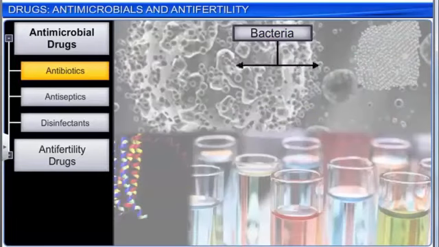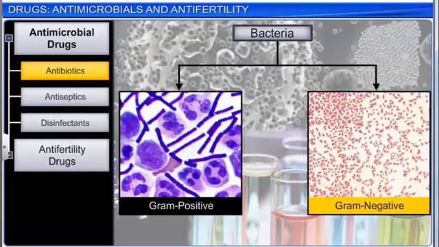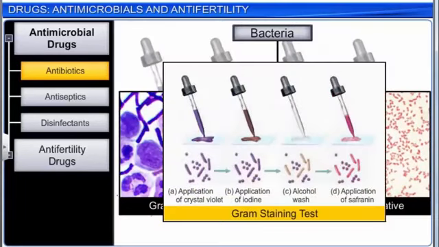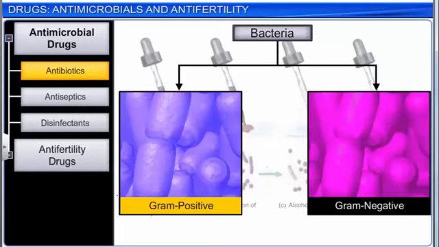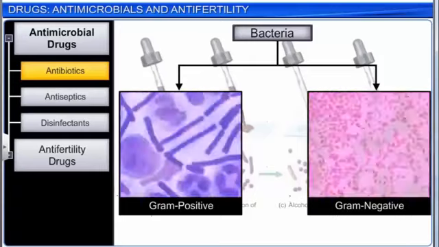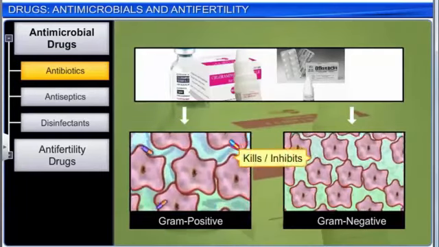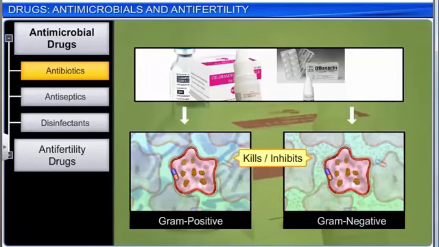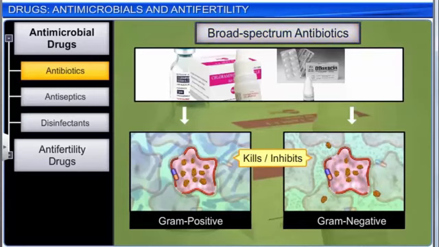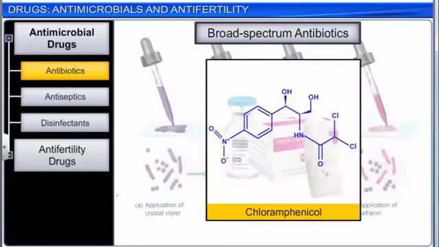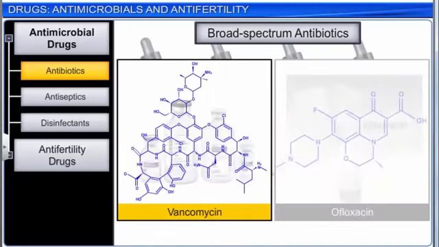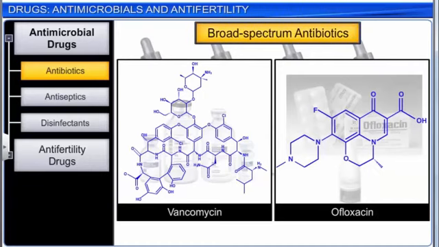Bacteria are grouped as gram-positive and gram-negative on the basis of the results of the gram staining test. Bacteria that stain purple are termed gram-positive, and those that stain pink, gram-negative. Antibiotics that kill or inhibit a wide range of gram-positive and gram-negative bacteria are said to be broad-spectrum antibiotics. Ampicillin, amoxicillin, chloramphenicol, vancomycin and ofloxacin are some such broad-spectrum antibiotics.